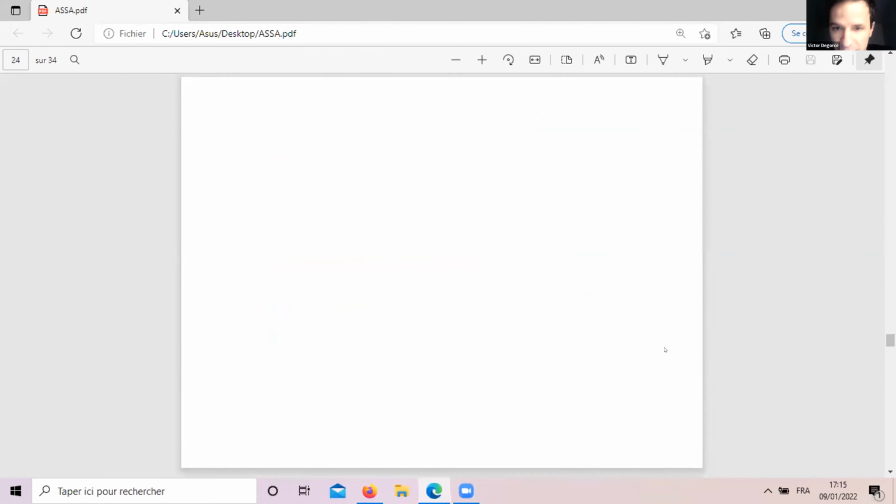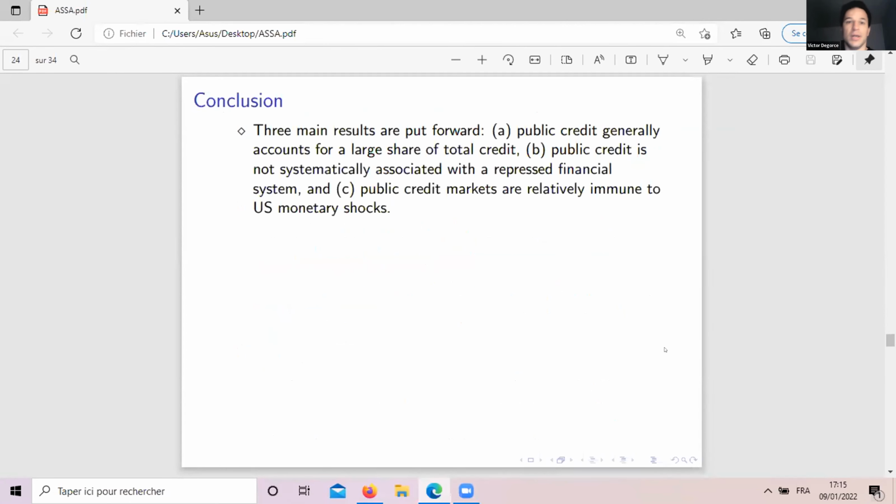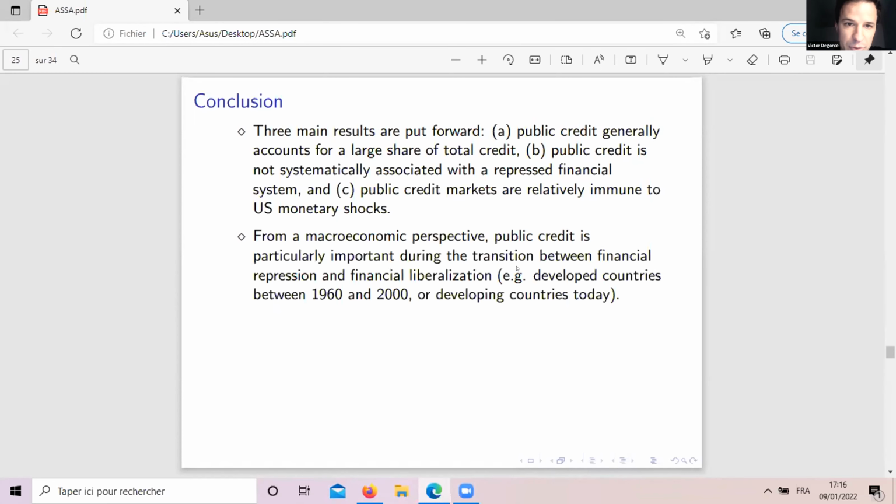So I'm running out of time, so I'll wrap it up. Three main results are put forward. First, public credit generally accounts for a large share of total credit, right? Remember the statistic at the beginning, 26% on average to 1995. Second, public credit is not systematically associated with a repressed financial system, and that is absolutely key. And third, public credit markets are relatively immune to this market shock.